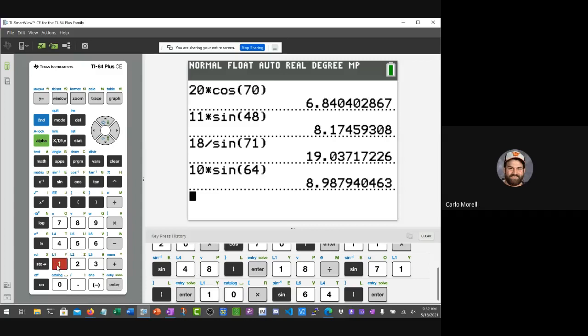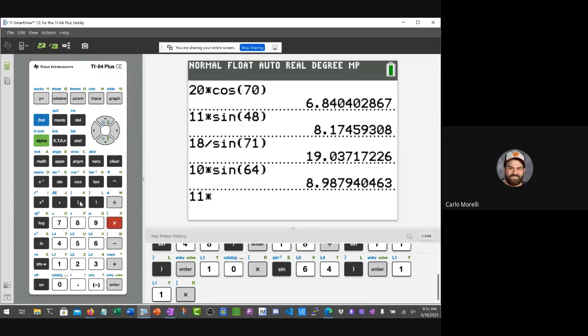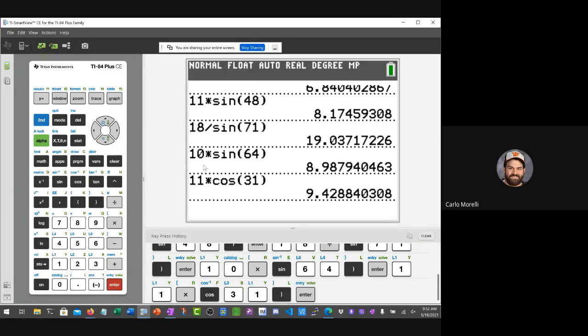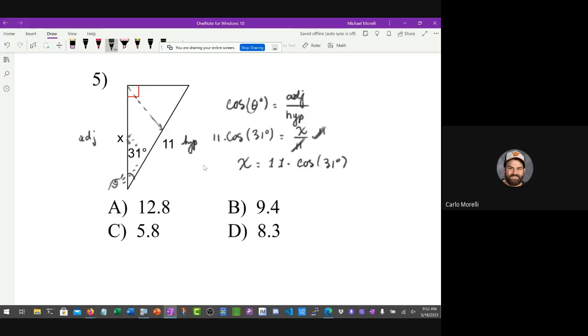So we go type that in, 11 times cosine 31. And I'm getting 9.42. We look at the hundredths place, it's a 2. So this is going to be equal, rounded to the 10th place, to 9.4. B.